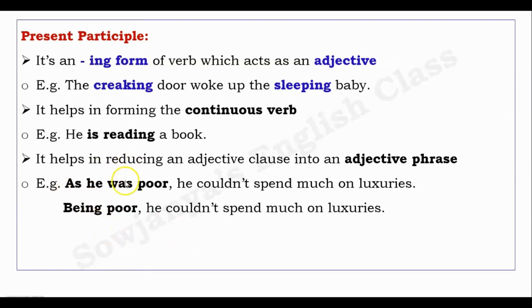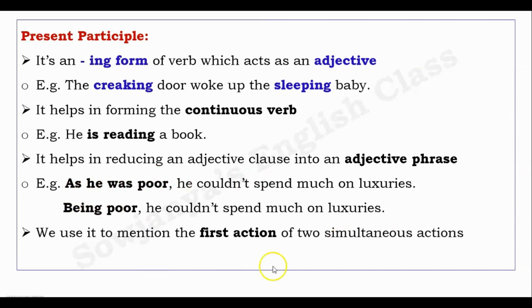So this was is the be form here. So its V1 form is be, and present participle forms with the help of ing, be plus ing. Being poor, he couldn't spend much on luxuries. So as he was poor is reduced to being poor.